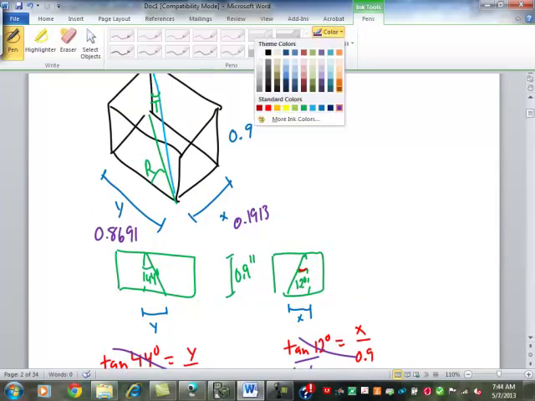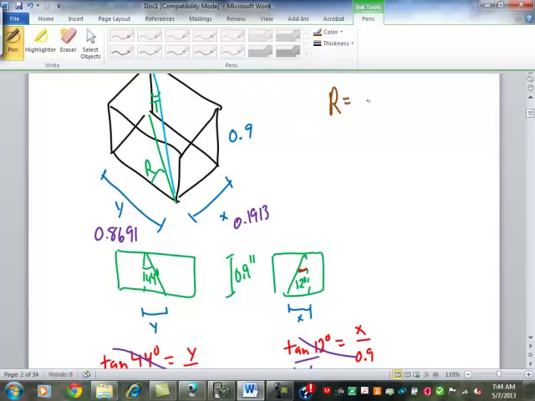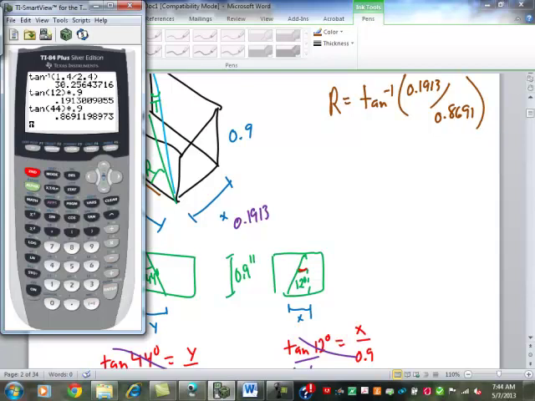So now to find r, angle of rotation is always an inverse tangent. This side over here is the 0.1913. This side here is 0.8691. So second tangent, 0.1913 divided by 0.8691, close, is 12.41 degrees.